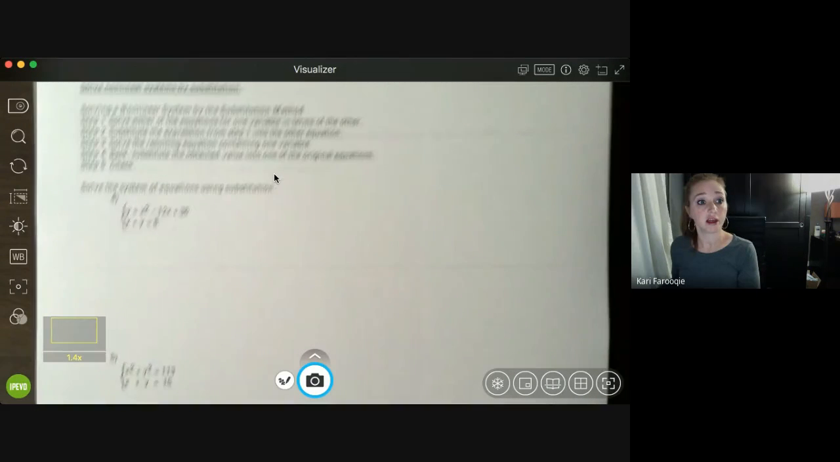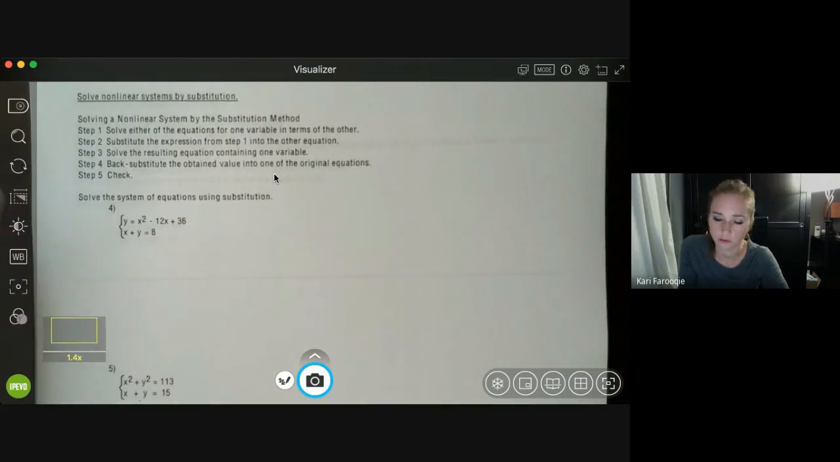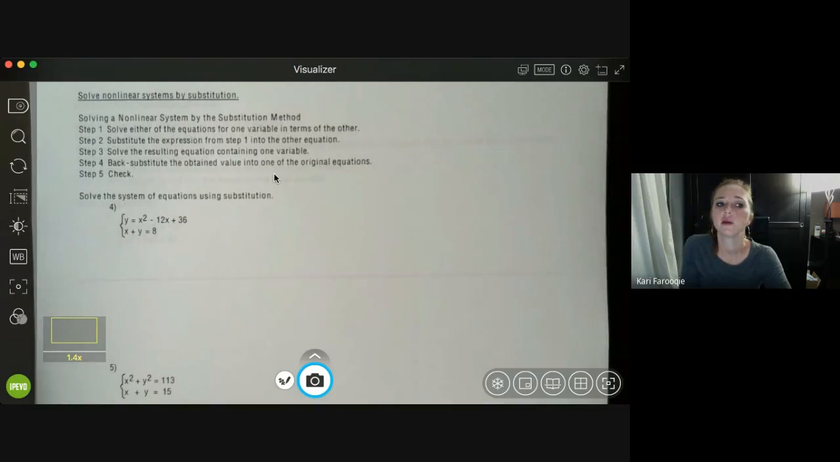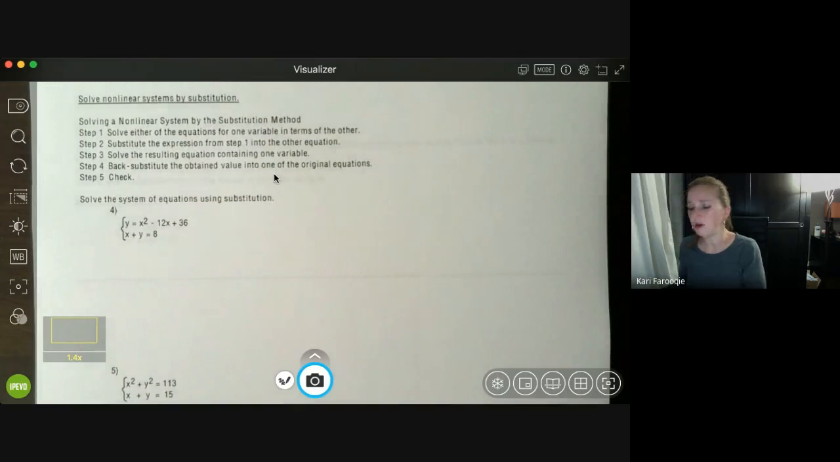All right, solving a nonlinear system by the substitution method. So we're going to work on substitution first, and then we'll talk about how to solve these systems using addition or elimination. Step one, and this is, by the way, very similar to the way that we solved our systems of linear equations by substitution. Step one, solve either of the equations for one variable in terms of the other. Step two, substitute the expression from step one into the other equation. No difference here. Step three, solve the resulting equation containing one variable. Step four, back substitute. And step five, check, which again, I can't really enforce. So very similar to what you did in the last section.